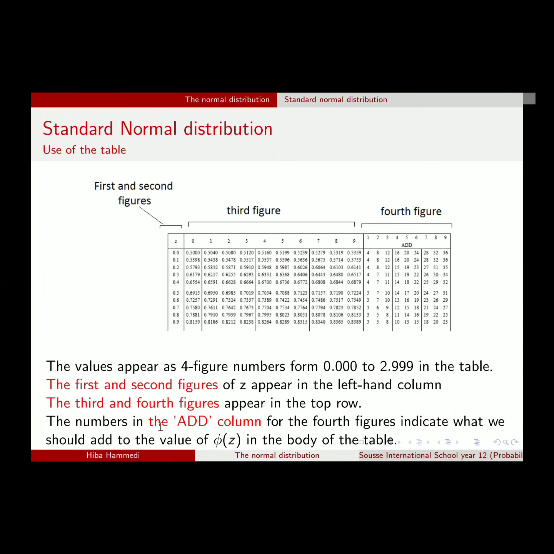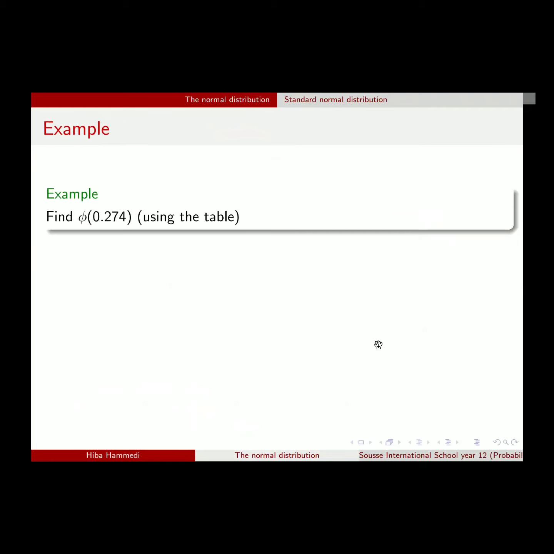Now the numbers in the add column, for the fourth figure, indicate what we should add to the value of phi of z in the body of the table. So if I have 1, I need to consider these values to add. If I have 2 as fourth figure, I need to consider these values to add, and so on. So yeah, it seems a little bit complicated, but with practice, we won't have problems with this. So let's take an example.